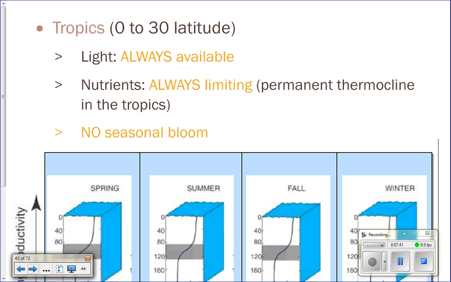That means light is always available, so light is not the limiting factor for phytoplankton in the tropical regions. What is the limiting factor is nutrients. Nutrients are always limiting because there's a permanent thermocline. A permanent thermocline in the tropics means nutrients never come up, which means you never get a bloom of phytoplankton in the tropics.